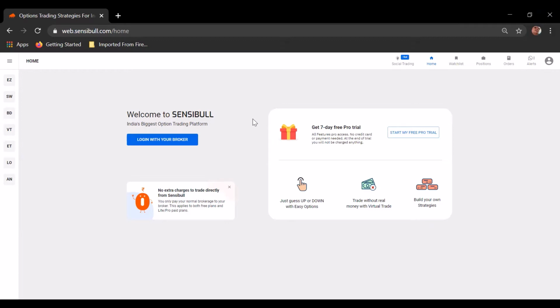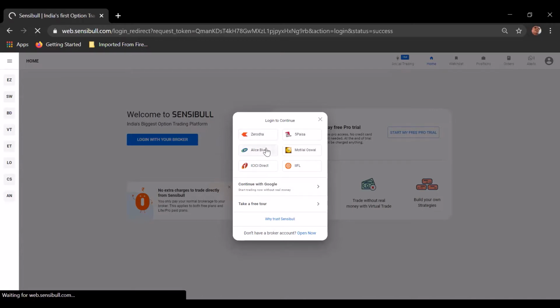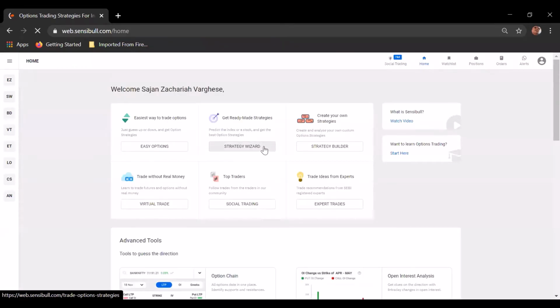So here you can see this is what Sensibull looks like, sensibull.com/home. As soon as you get here, you can take a free trial if you want to, using any of the brokers that have access to Sensibull. Here I use Zerodha to log in. So I log in with my broker. You can see they have Zerodha, Alice Blue, ICICI Direct, 5paise, Motilal Oswal, and IIFL. You can also do it with Google, but I'm going to use my Zerodha account to log in. Because my Zerodha account is already logged in, it gets in there.